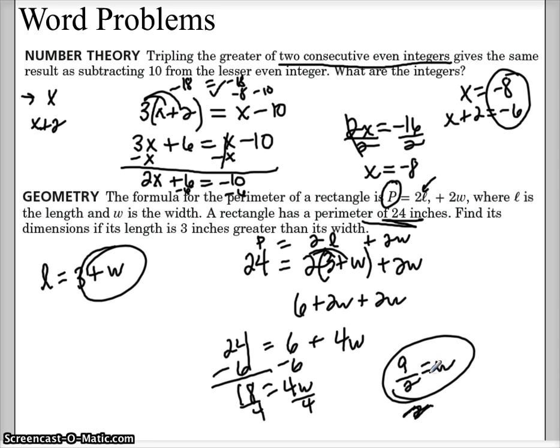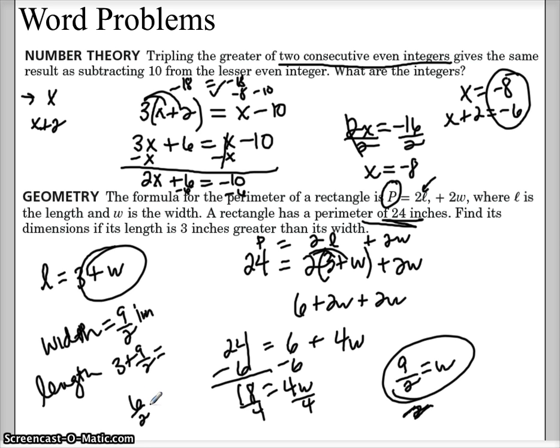Now, find its dimensions, so you have the width is 9/2 inches, and then the length is 3 plus 9/2, which I'm going to change to 6/2 plus 9/2. You get 15/2 inches, or 7.5, however you want to look at it.